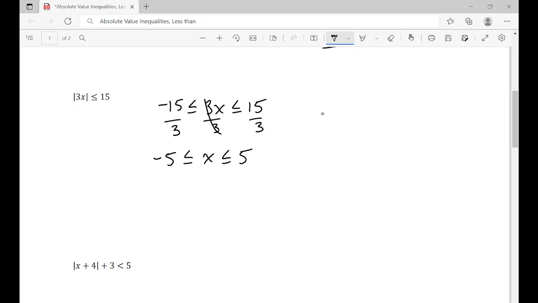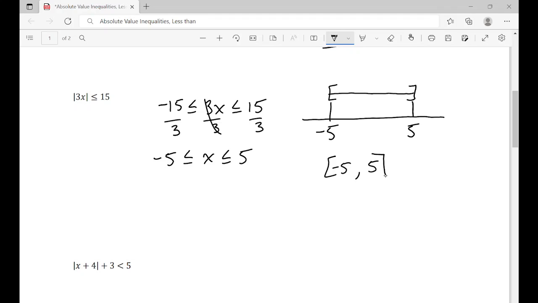There's my inequality, and when I draw it out in the graph, negative 5 to positive 5, since everything is equal to, I'm going to put in my brackets, connect it like so, which makes my interval notation easy, negative 5 to positive 5. And there's that one.